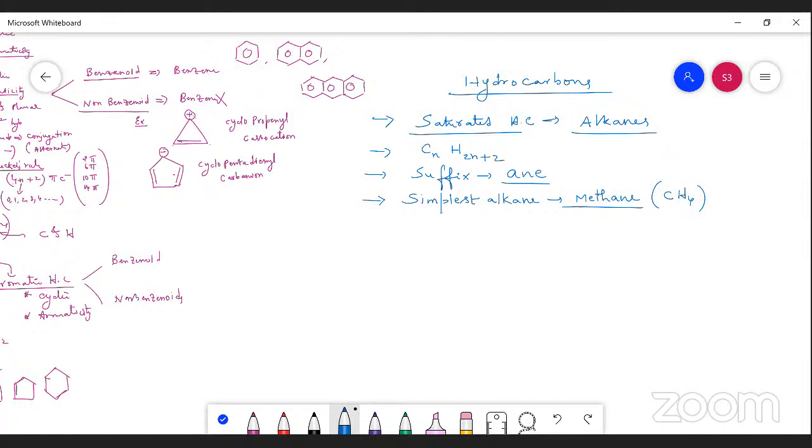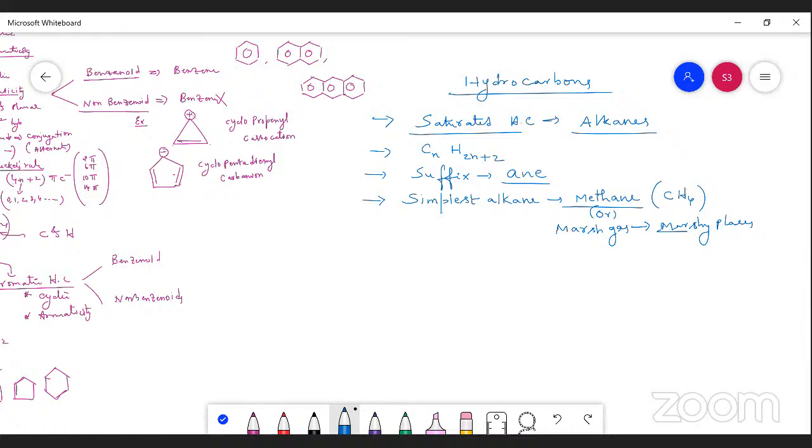This methane we also call marsh gas, because of the abundance of this methane in marshy places. Marshy places means very wet areas. So we call this methane marsh gas.